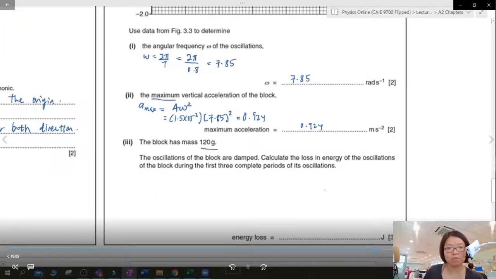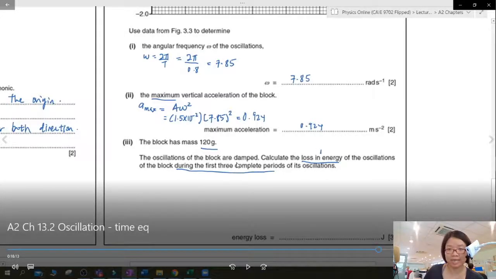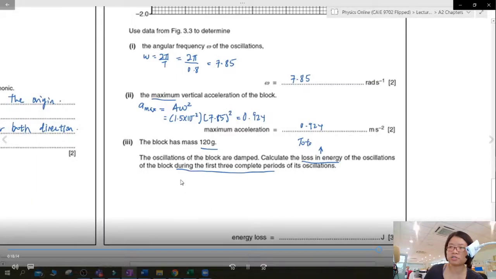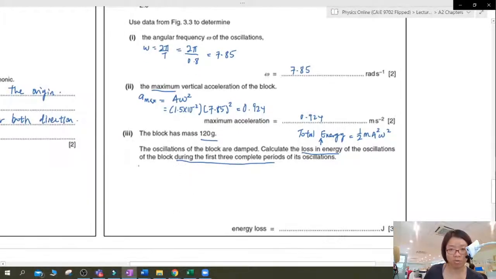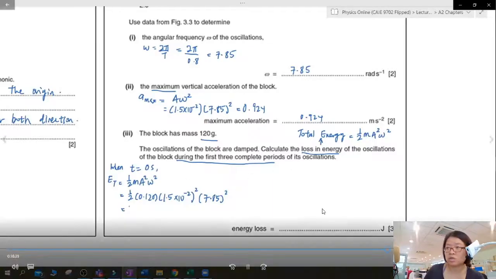Alright, so now our block has a mass of 120 gram. Oscillation of the block is damped. Damped here means losing energy. Calculate the loss in energy of oscillation of the block during the first 3 complete periods of its oscillation. We know that the total energy is half m a squared omega squared, but the amplitude will change, right? So when t is equal to 0, the total energy will be half m a squared omega squared. I can just calculate. I got the mass, convert to kilogram. The maximum amplitude is 15 cm, and the omega is 7.85. So doing this, I can calculate the energy, which will be this amount.